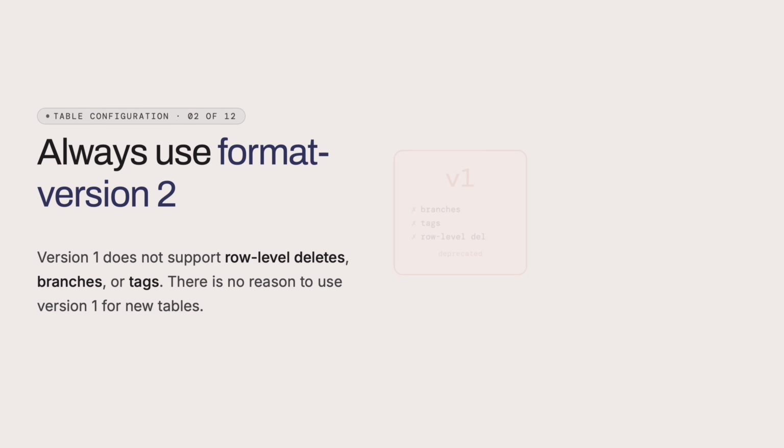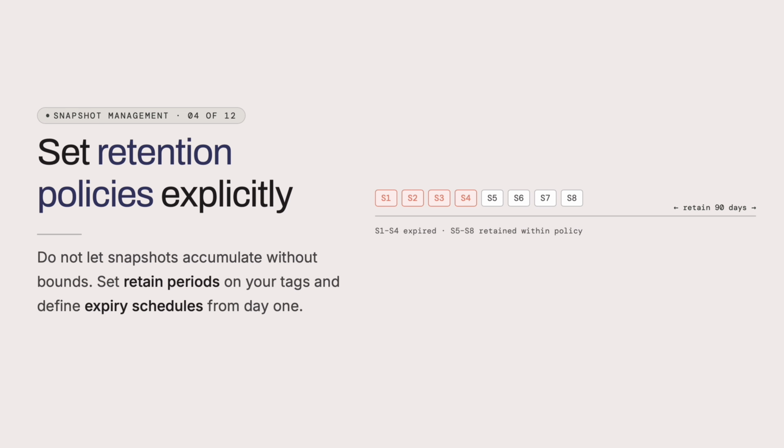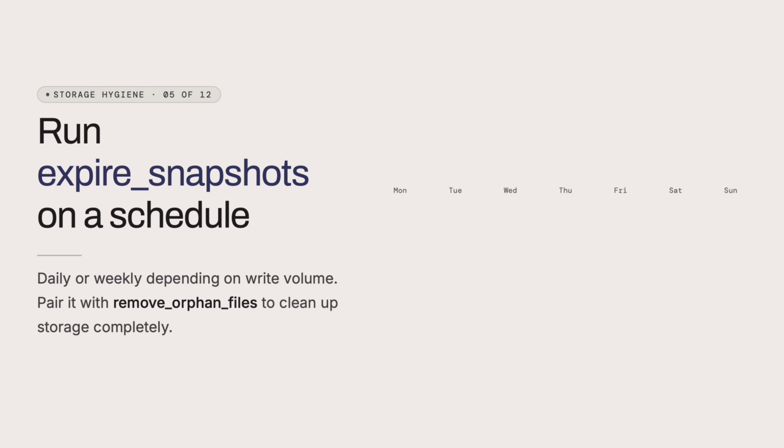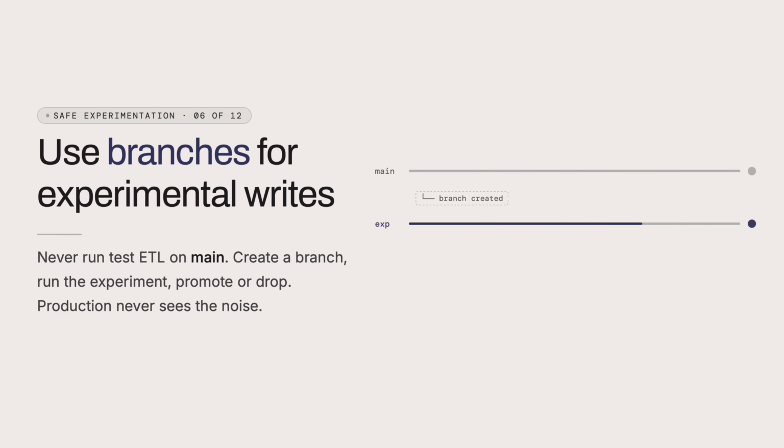Third, set retention policies explicitly. Do not let snapshots accumulate without bounds. Set retain periods on your tags and define expiry schedules from day 1. Fourth, run expire snapshots on a schedule. Daily or weekly depending on write volume, pair it with remove orphan files to clean up storage completely. Fifth, use branches for experimental writes. Never run test ETL on main. Create a branch, run the experiment, promote or drop.